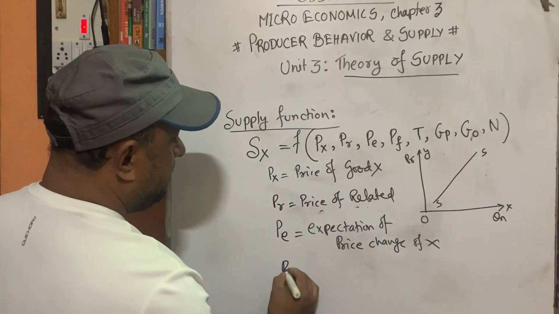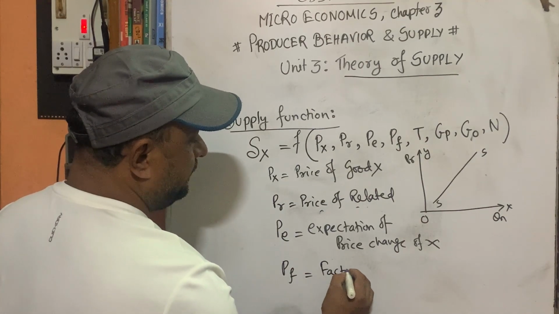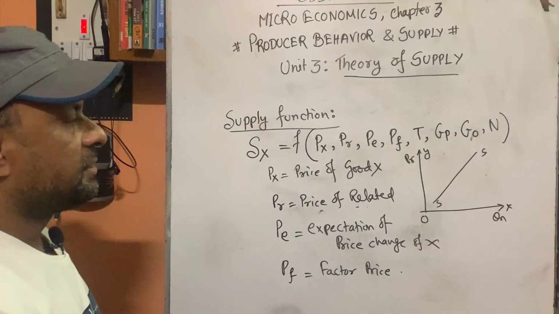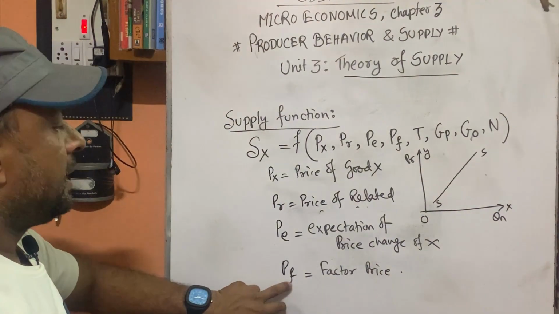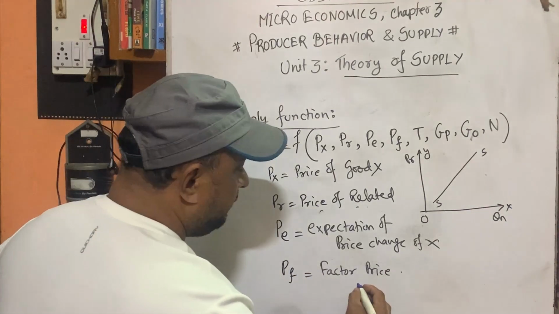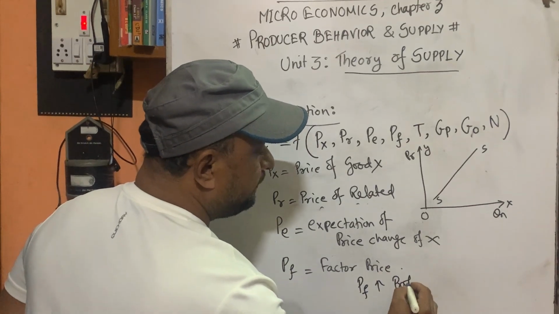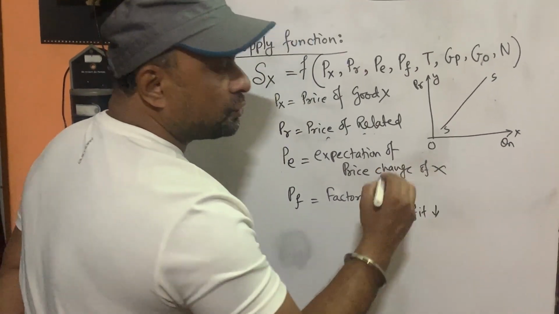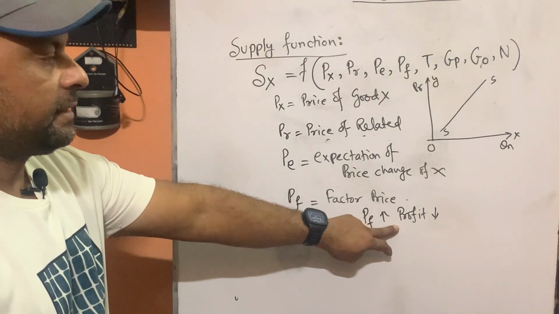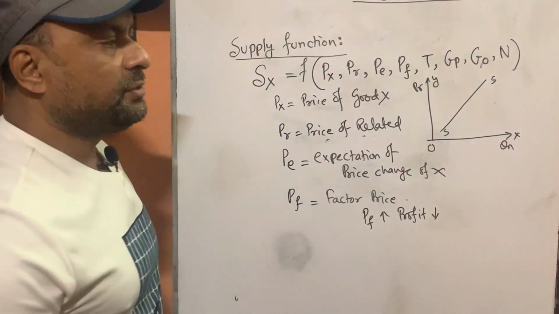Fourth one is price of factors of production, factor price. Factor price means input. What are the factors used in the production? This is factor price. Now if the price of factors of production increases, then he will get less profit, because production cost will increase. Production cost increase doesn't mean the price will also increase. So his profit margin will fall.